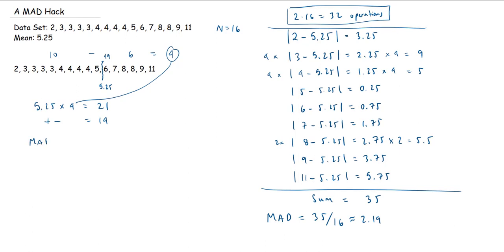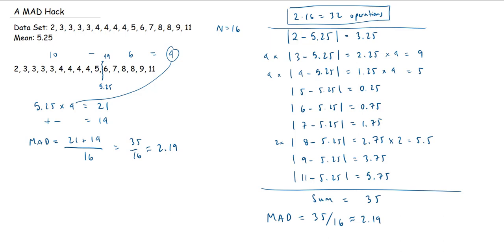I'm going to compute the MAD by simply summing these two numbers, 21 and 14, and again dividing by the total number of data points. So I get 35 over 16, which we already saw was going to give us the correct answer. This is about 2.19. Okay. This can be done in your head much, much faster than the usual one.